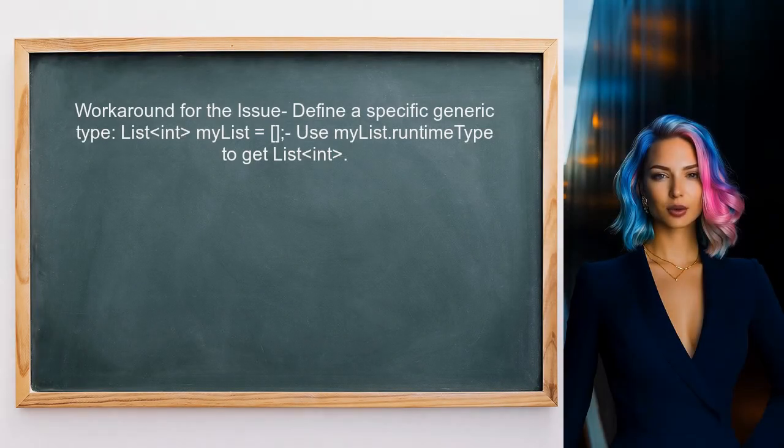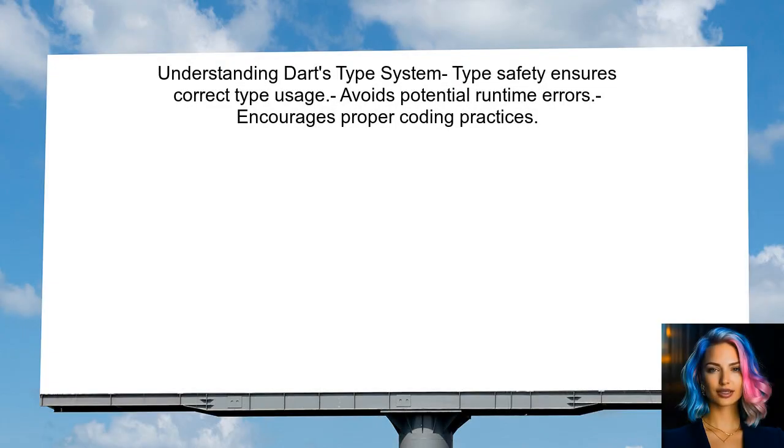To clarify, the user can use a workaround by defining a variable of the specific generic type instead of trying to assign it directly to a type variable. This will avoid the error. Finally, it's important to remember that Dart's type system is designed this way for a reason. It helps maintain type safety and ensures that types are used correctly throughout the code.